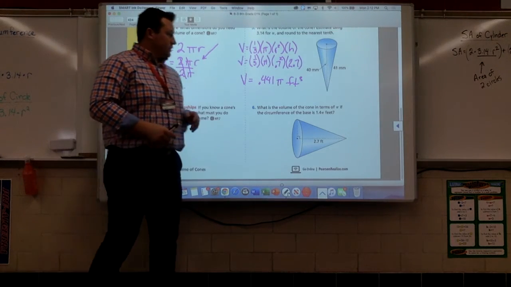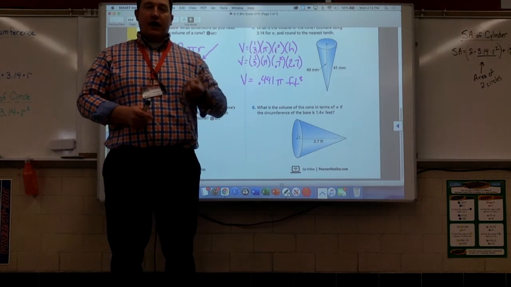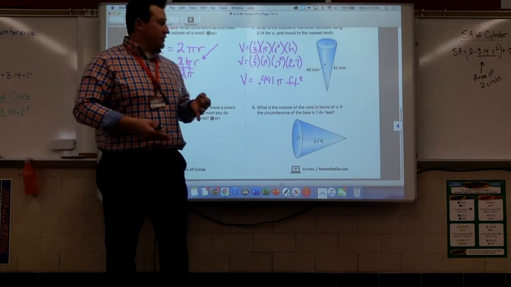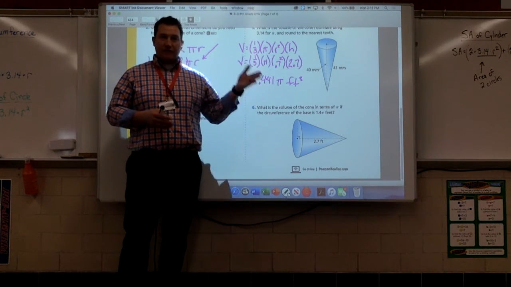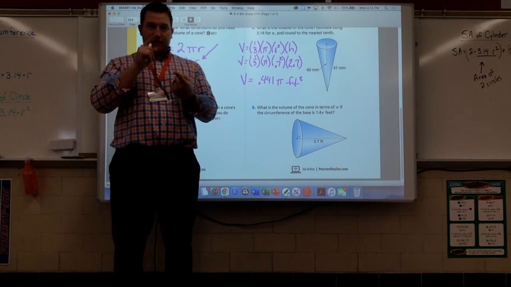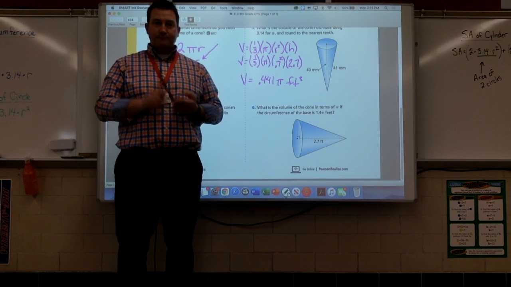So there you go, guys. Write the formula out, plug in what you know. If you don't have everything you want, they've got to give you other information for you to figure out whether it's the radius or the height. Good luck.